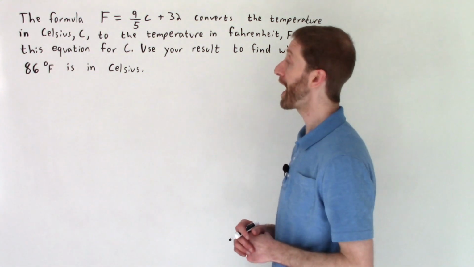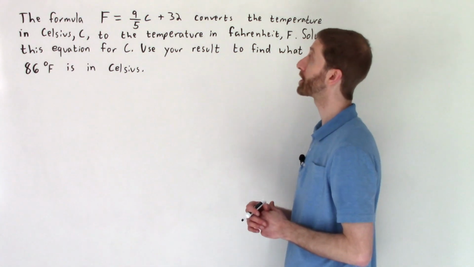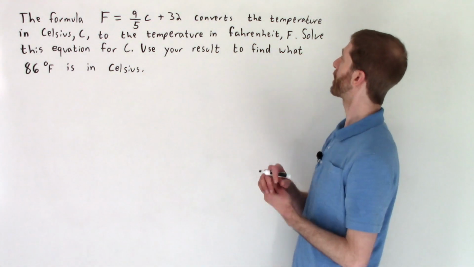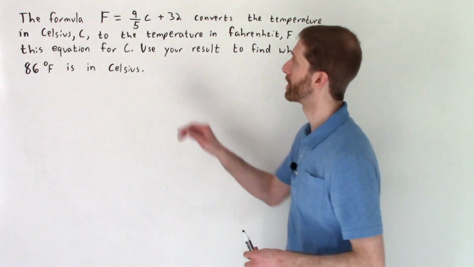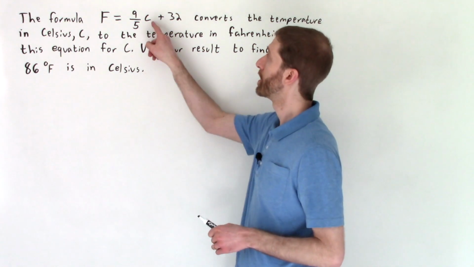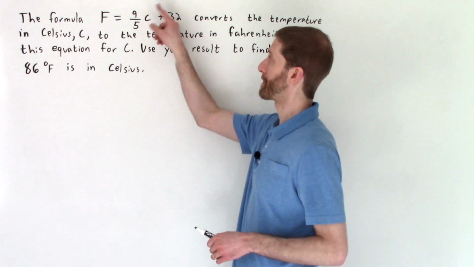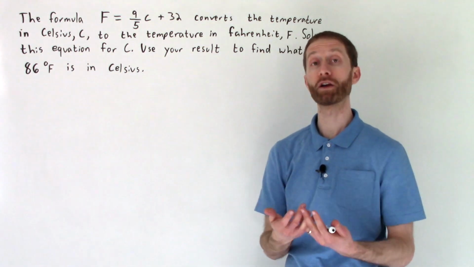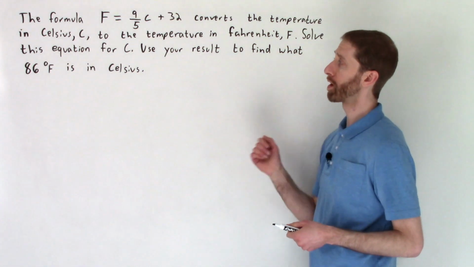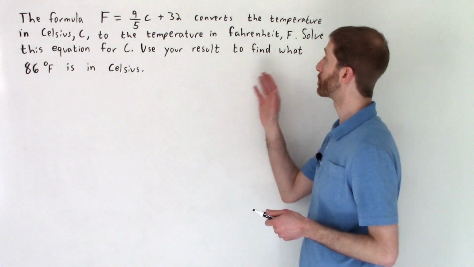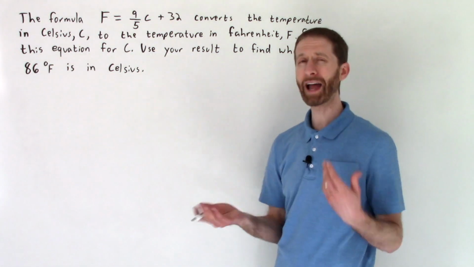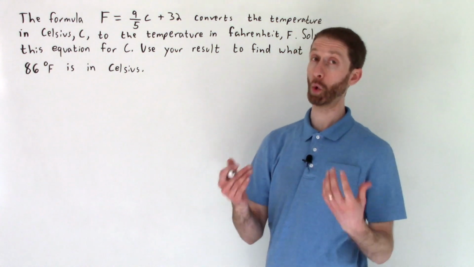You were told the formula F equals 9/5 C plus 32 converts the temperature in Celsius C to the temperature in Fahrenheit F. So what does all that mean? What that means is if I plug in a temperature that is measured in degrees Celsius, and then I do out this math, I will get out the temperature in Fahrenheit. It's a conversion, right? It converts from Celsius to Fahrenheit. We are told to solve this equation for C, then use the result to find what 86 degrees Fahrenheit is in Celsius. So it's kind of a word problem, but there's no translation because you're being told what to do.